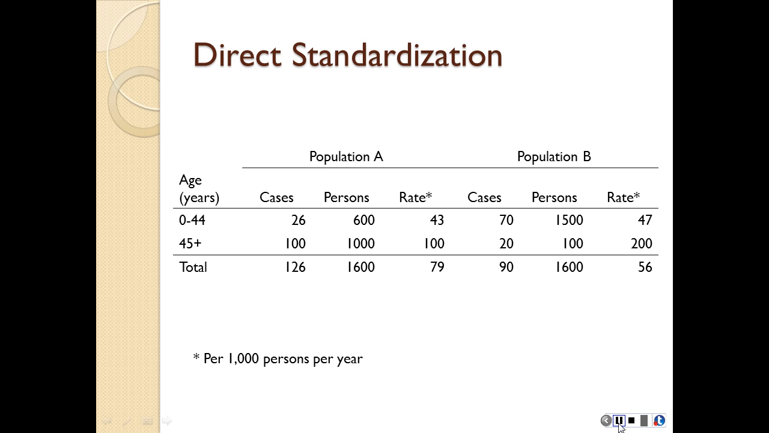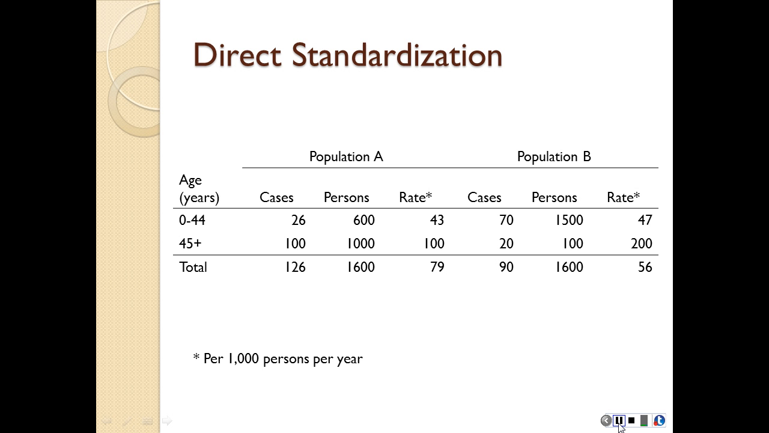Let's watch. Actually, before we move to the next slide, we have population A, and in the younger group, we have a rate of 43 cases of disease X per person per year. And in population B, in the younger age group, we have a rate of 47 cases of disease X per person per year. So these are the stratified rates.